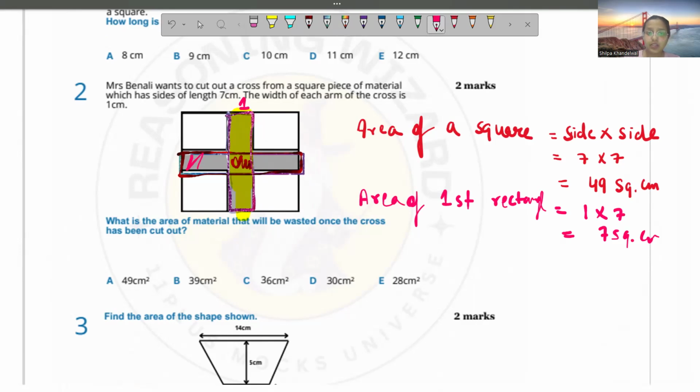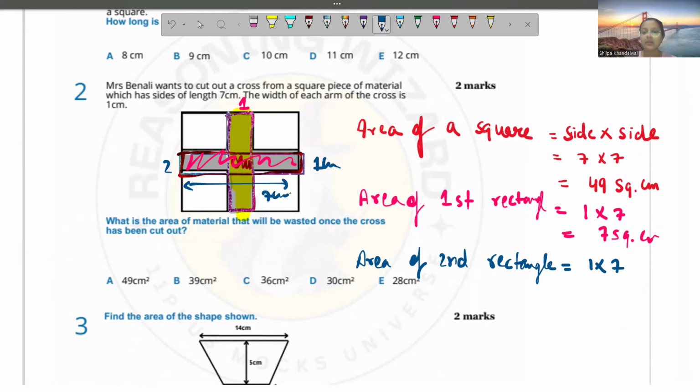Same you have to do with this rectangle, right? Which I have shaded. So I can name it, if this is 1, this is 2, okay? So the area of the second rectangle would be 1 times 7 again. Why? Because this side is given to us as 1 centimeter and this is again 7 centimeters, correct? So 1 times 7 is 7 again.